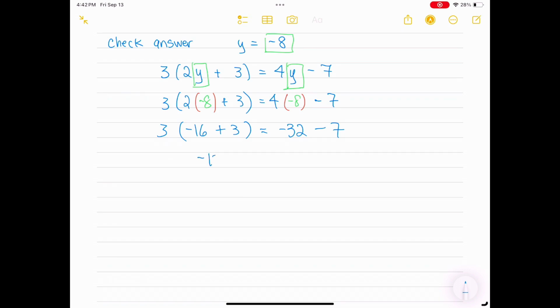Now I solve within the parenthesis. Minus 16 plus 3 equals negative 13 times 3 on the left-hand side. Does that equal minus 32 minus 7, which simplifies to negative 39? Both sides of the equation equal negative 39. The solution y equals negative 8 is correct.